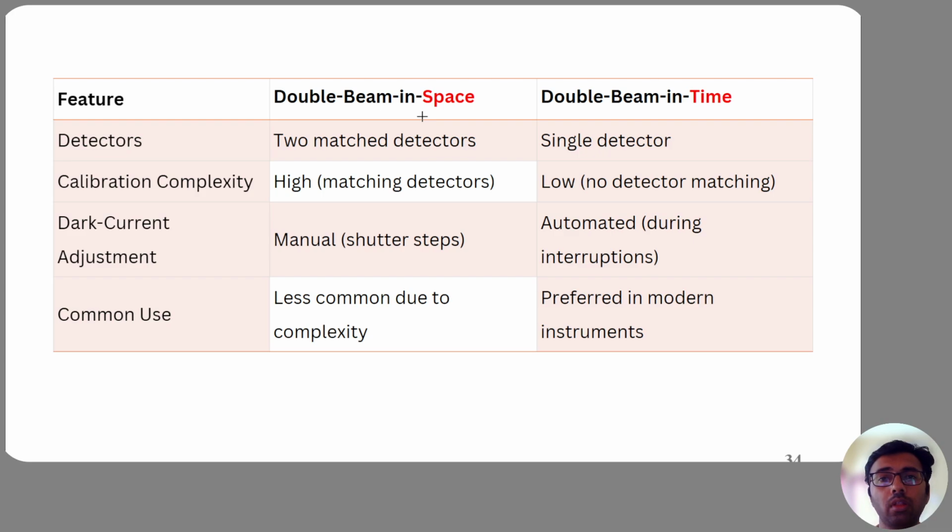Let us compare both architectures. Double beam in space requires two matched detectors, calibration complexity is high, dark current correction is often manual and less common today, whereas double beam in time uses a single detector, calibration is simpler, dark current correction is automatic, and it is preferred in modern spectrometers. With this, we conclude our discussion on instrument architecture.